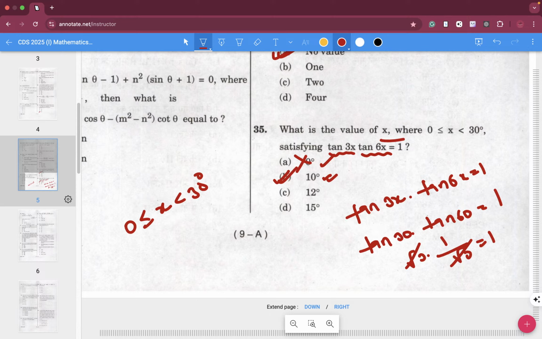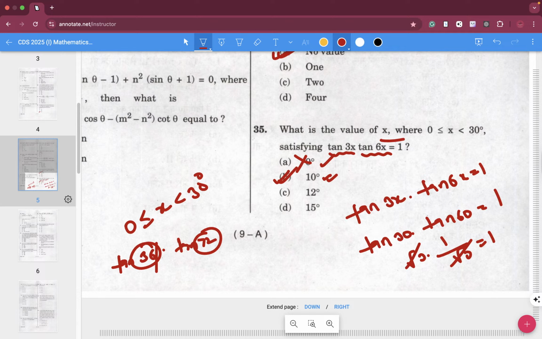So what is the value? If you pick up any other value, let's say 12, that means tan 36 degree and tan 72 degree, it will not give you 1. The summation of these two angles has to be 90, isn't it? Right? The summation of these two angles has to be 90, folks.